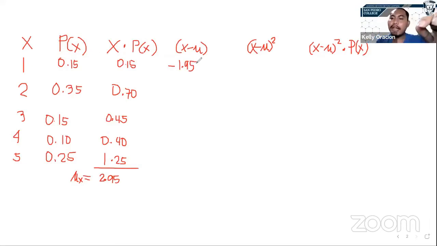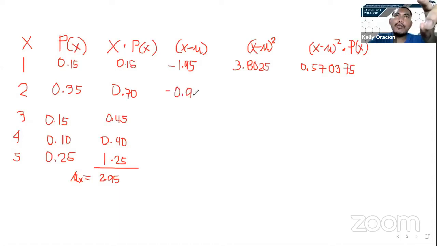Then when you square it, it is 3.8025. Then multiply it by the probability. Write down everything in the calculator. Next, we have the 2. 2 minus 2.95 is negative 0.95.